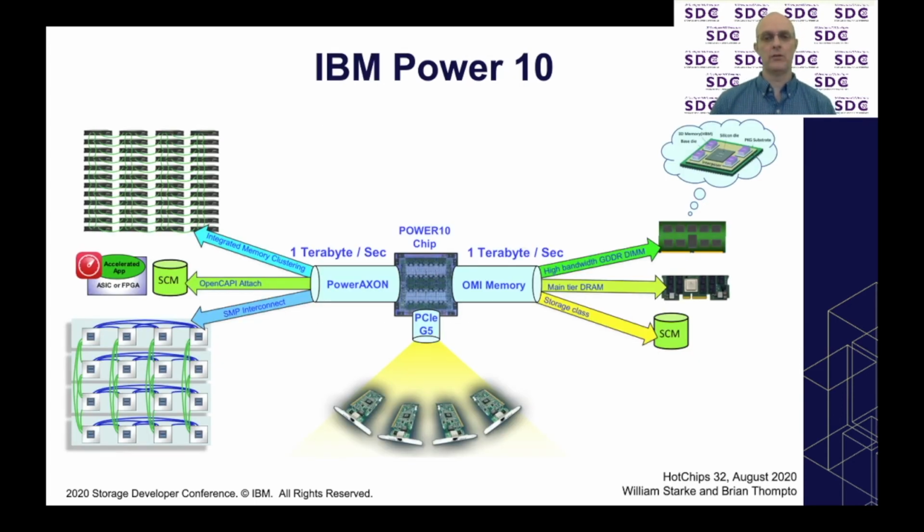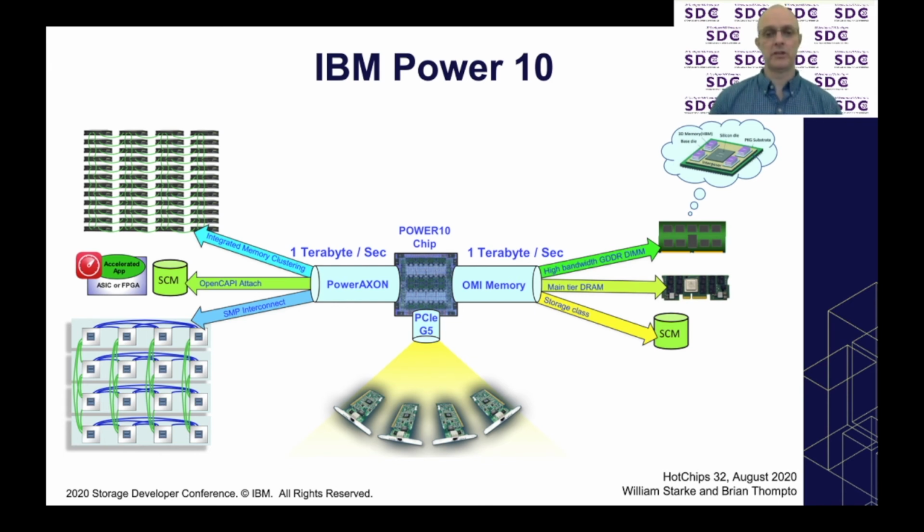IBM Power 10 already provides these types of capabilities through the OpenCAPI, Power Axon, and Open Memory interface. This allows us to attach specialized or storage class memories or specialized DRAM into the system and make it load store addressable from the processor. Furthermore, we can do clustering. So for instance, we can build a cluster of nodes where each node through hardware has access to other nodes' memories. So what we used to do in software, we're now able to start doing in hardware.